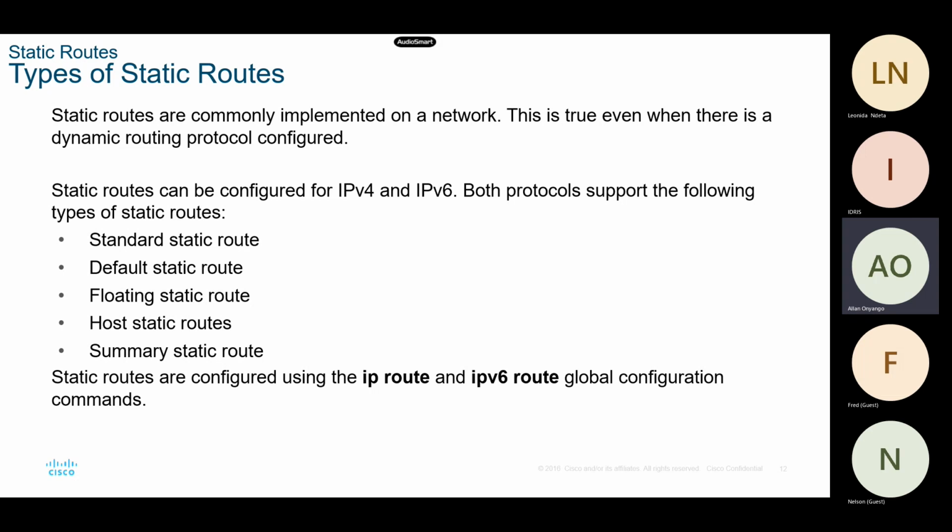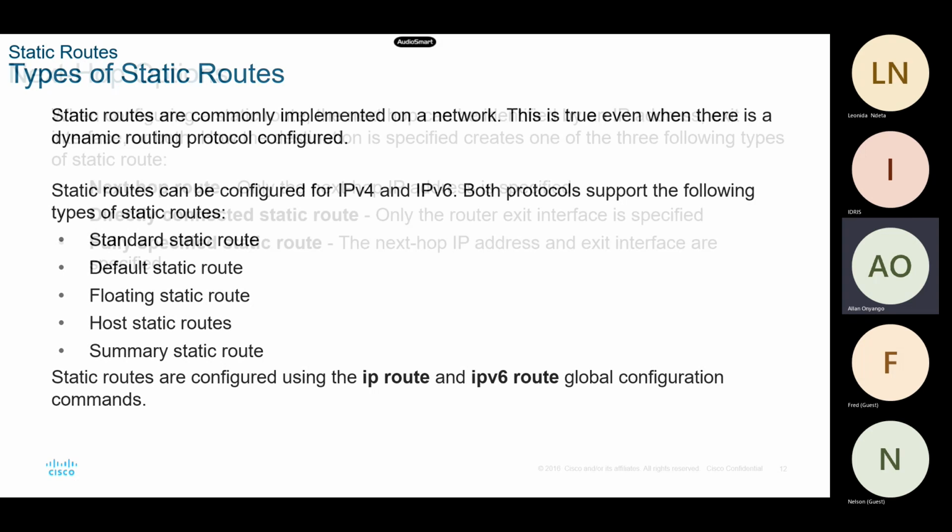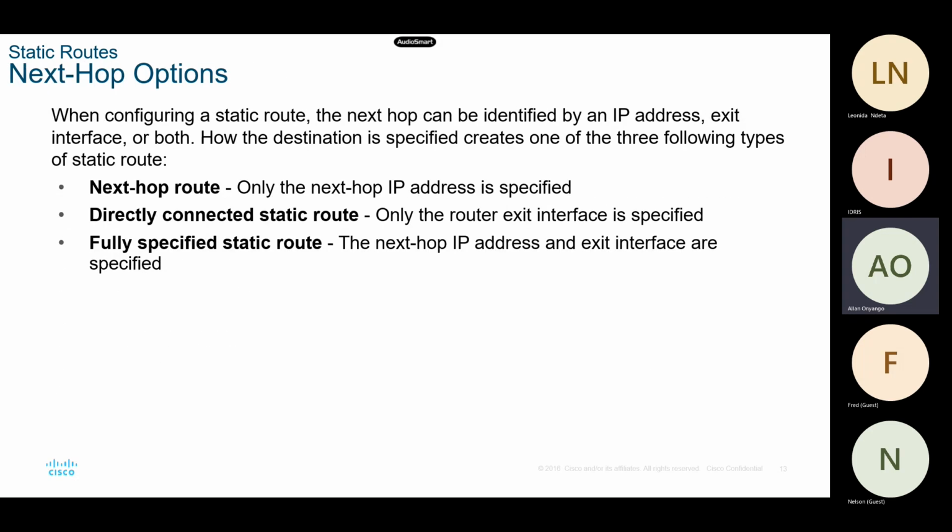Now, the standard static routes are normally divided into three, and that is where the foundations of all the other ones will come from. So it is highly likely that we talk about those standard static routes first. For the standard static routes, you can see we have three options. We have the next hop static route, the directly connected static route, and the fully specified static route.